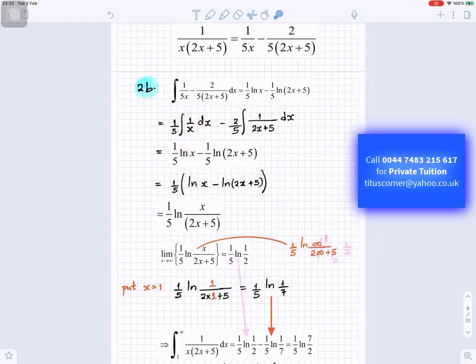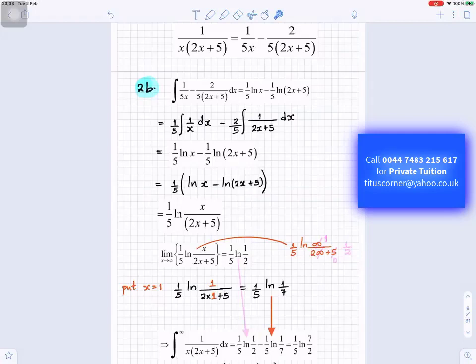Now, you want to integrate 1 over 2x plus 5. You look at the function. When you differentiate 2x plus 5, you get 2. Now, in order to compensate for that 2, because at the top is 1, we have to multiply by a half. You want to get 1 at the top, so you want to multiply by a half. So that is why half times 2 over 5 would give you 1 over 5. So that is why you have 1 over 5 ln x minus 1 over 5 ln bracket 2x plus 5.